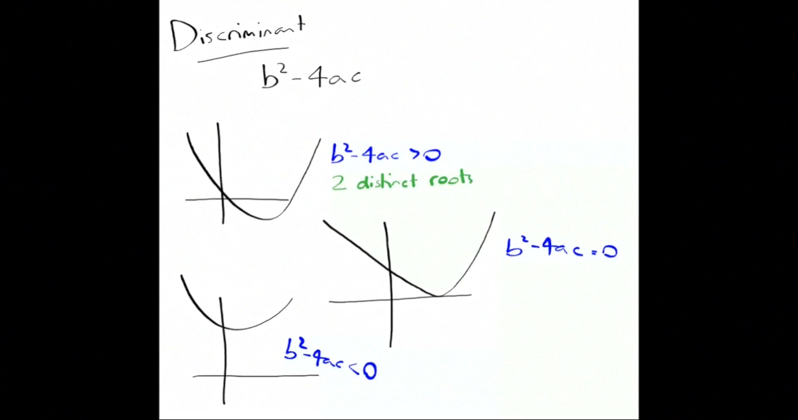So for the positive one, it tells us we get two distinct roots. That means we get two solutions to our equation. For the equals 0 one, where it just touches the line, that means we get one repeated root. For the negative one, we don't get any real roots. It's a quadratic, so it does have two solutions. They're just imaginary, so we don't need to worry about them. No real roots. We'll look at an example now.